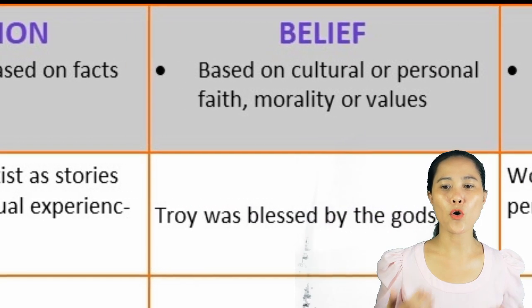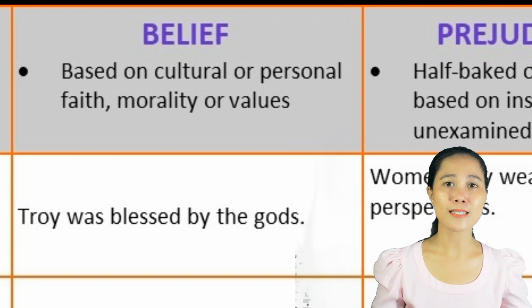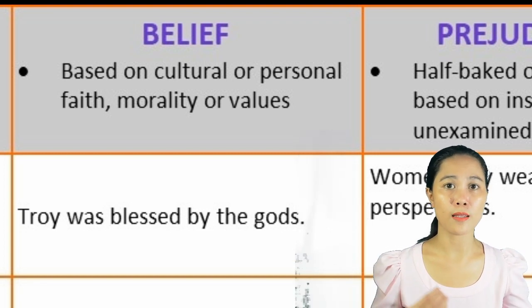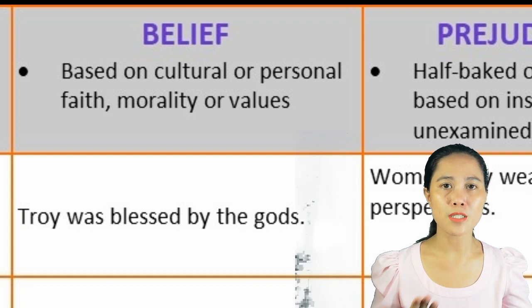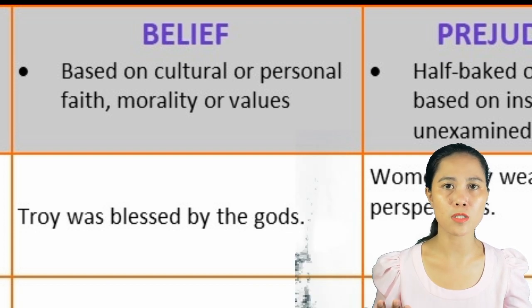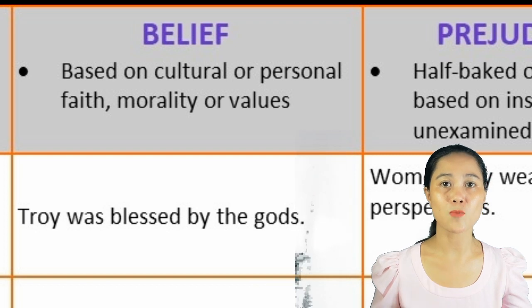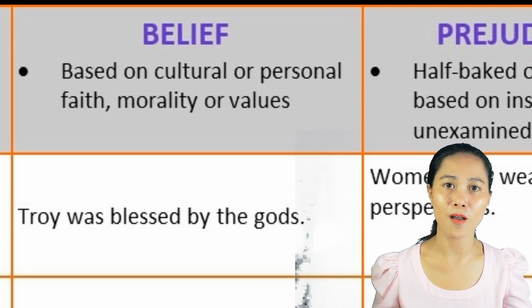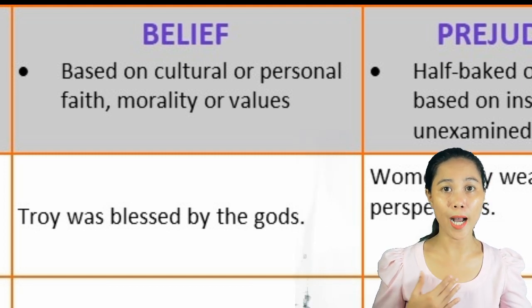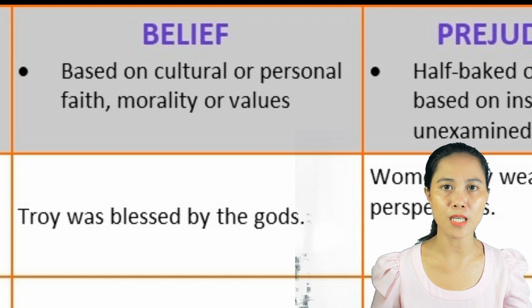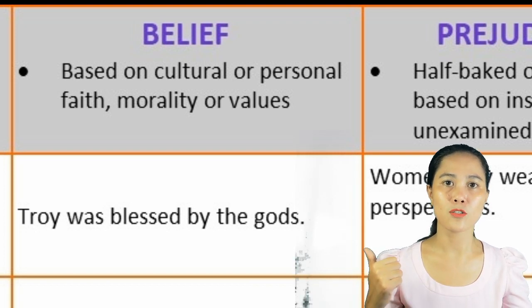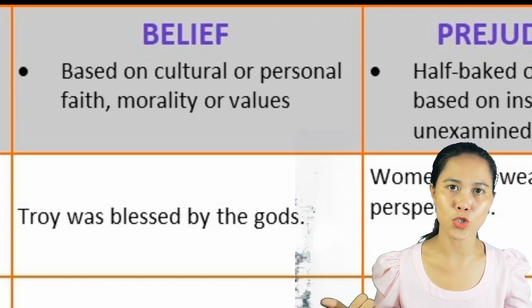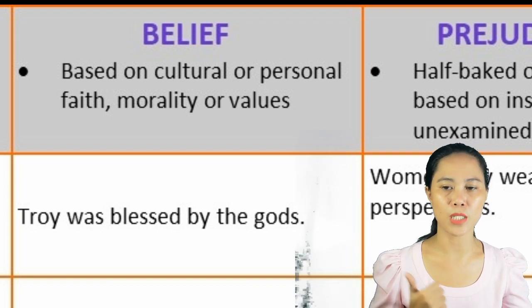Okay, next, Troy was blessed by the gods. That statement is a belief, especially of the ancient Greeks. They believed that a golden city, a prosperous civilization must be blessed by the gods. The only reason why you existed that long is because you are blessed by the gods. That is a belief, not because that is my belief. That's how the Greeks believed it. That's the Greeks' tradition. That is their culture. So that would fall on belief.